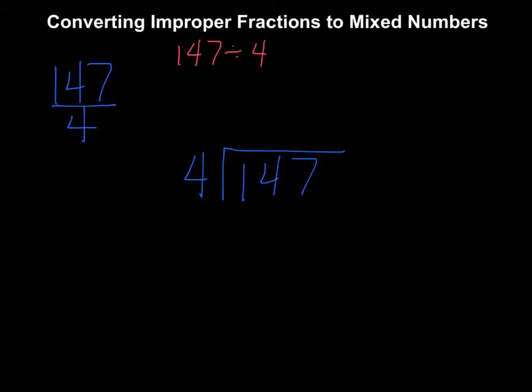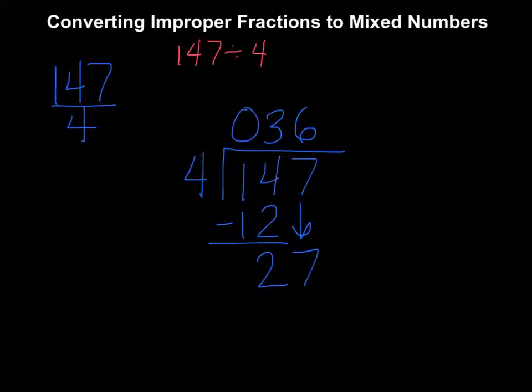Now when we divide, we want to go digit by digit. So 4 goes into 1 0 times. Now we move on. 4 goes into 14 3 times. 3 times 4 is 12, and we subtract 14 minus 12 is 2, and then I bring down my 7. Now 4 goes into 27 6 times. 6 times 4 is 24. Subtract that and we end up with 3.